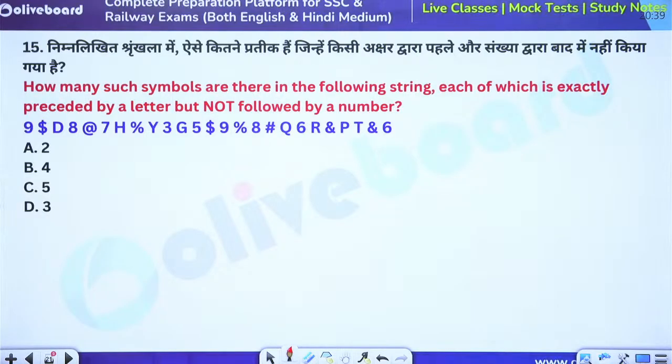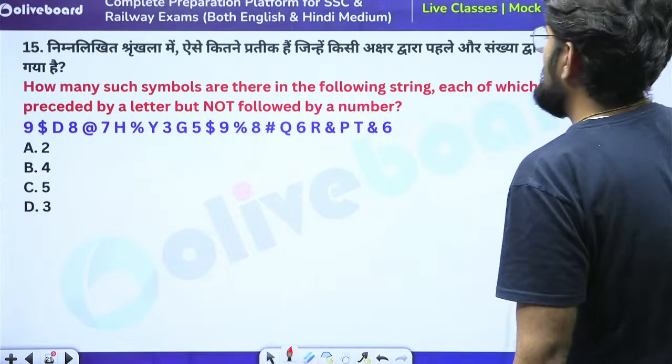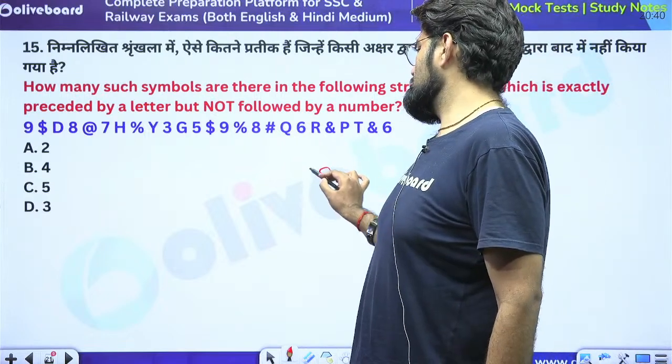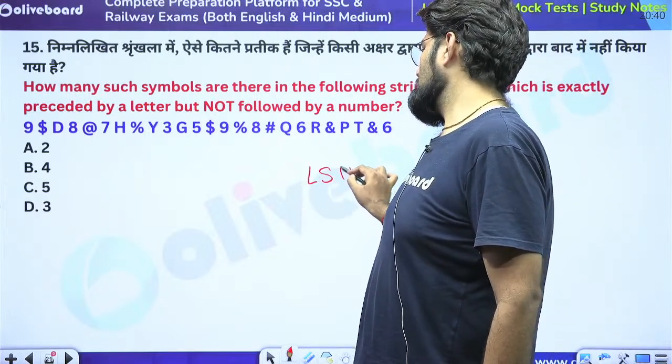Now, how many such symbols are there in the following string, each of which is exactly preceded by a letter, but not followed by a number? So, we are looking for a symbol which is preceded by a letter, but not by a number.